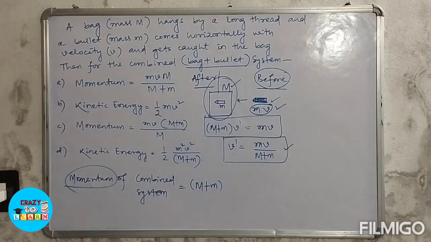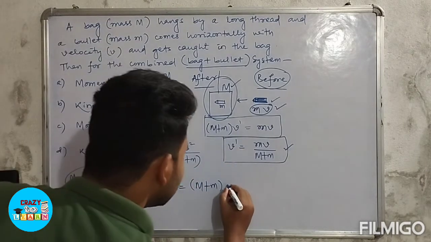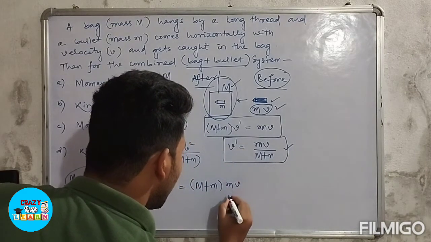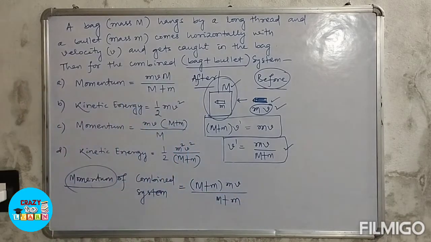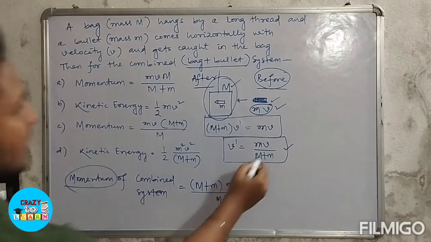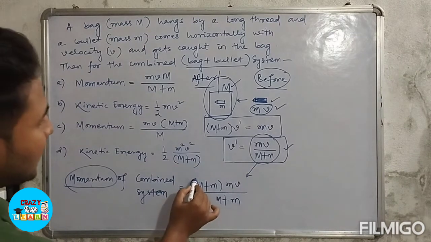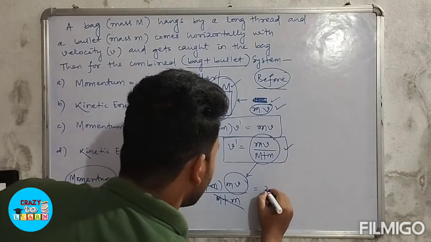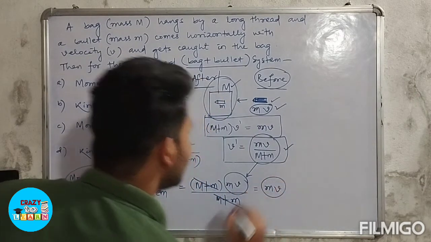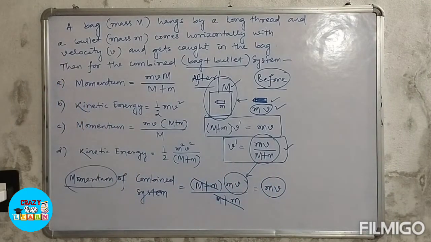What is the velocity of the combined system? It is v dash, which means small m into small v divided by capital M plus small m. I put it here. So capital M plus small m cancels with capital M plus small m. So what is the result? The momentum of the combined system is equal to small m into small v, that means mass of the bullet into velocity of the bullet.